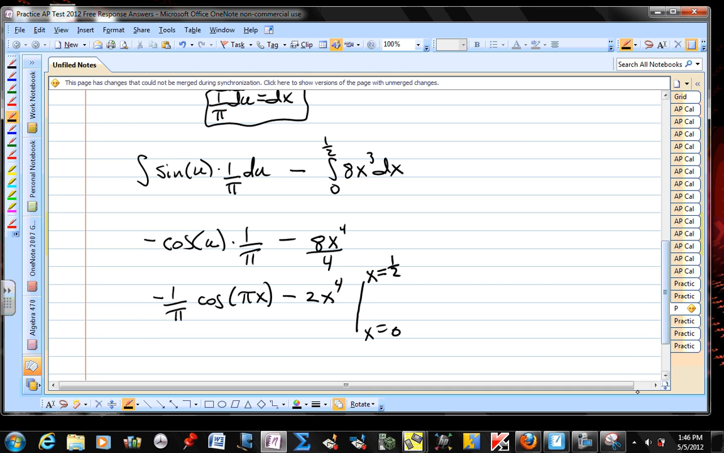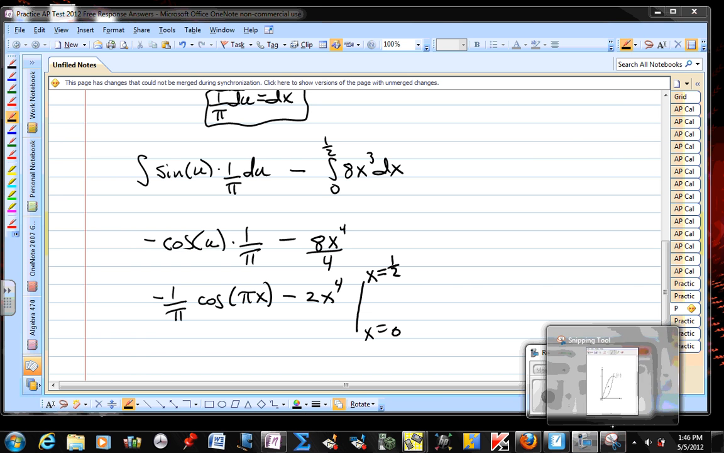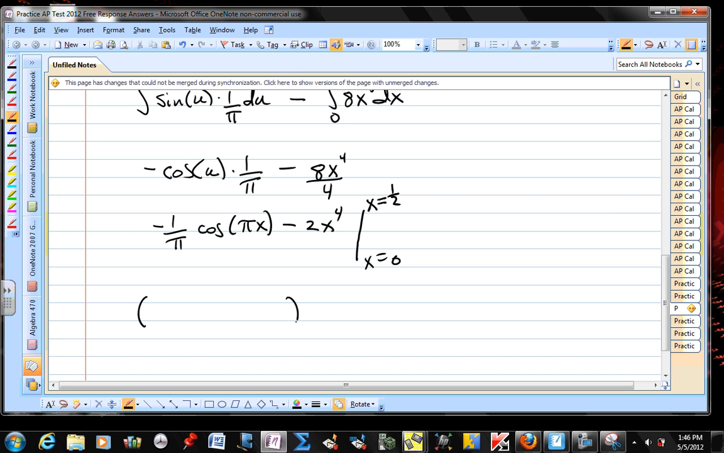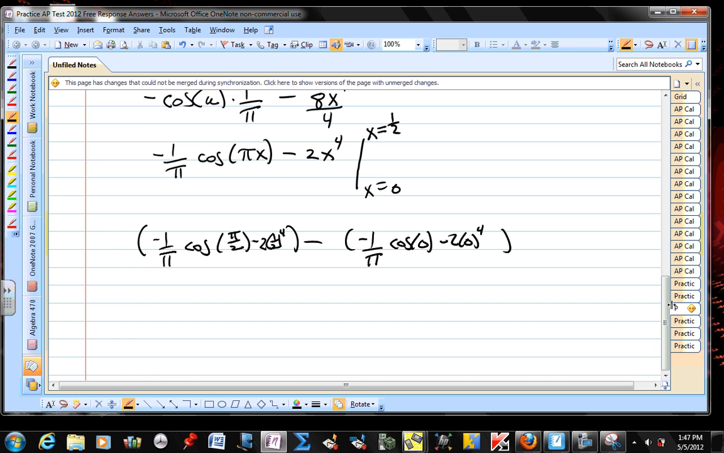And now it's time to do some evaluation. So we know from the fundamental theorem of calculus that's going to be something minus something. Put 1/2 in first. So we get -1 over pi times the cosine of 1/2 pi, we'll call that pi over 2, minus 2 times 1/2 to the 4th power. And then over here we'll have -1 over pi times the cosine of 0 minus 2 times 0 to the 4th power. So the cosine of pi over 2 is 0.